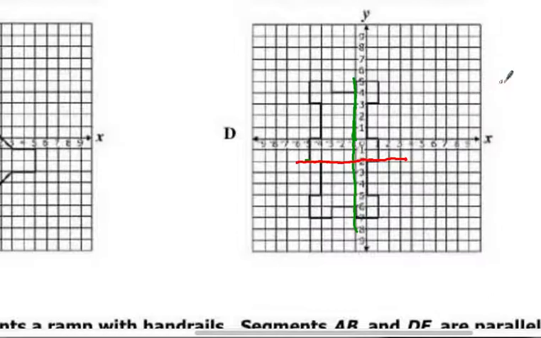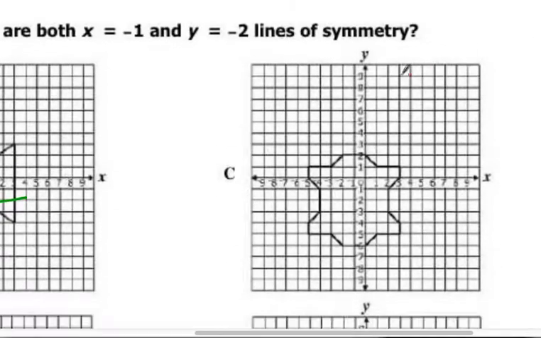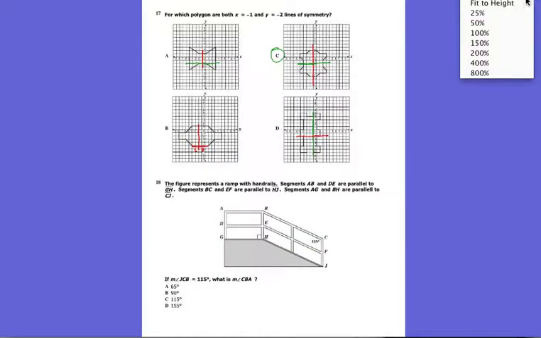So don't zoom your screen so you can't see the question. That's a bad idea. And don't assume by process of elimination this one's right, because we could easily make a mistake. I know I make mistakes a lot. X equals -1 and y equals -2. Is this a line of symmetry? Are they both lines of symmetry? Yes, you are correct. C is your answer. Okay, let me get back out of this zoom mode.